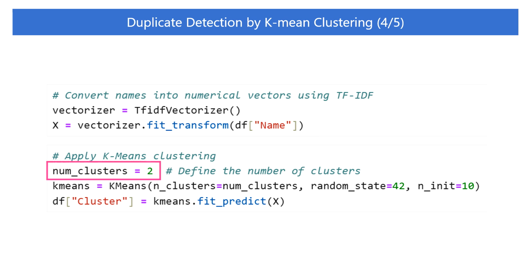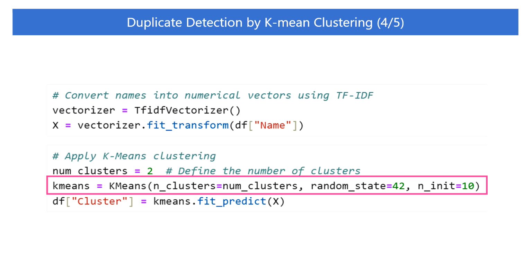Next, define the number of clusters for the k-means algorithm. This means the algorithm will try to group the names into 2 distinct clusters based on similarity. The number of clusters can be adjusted depending on the dataset.